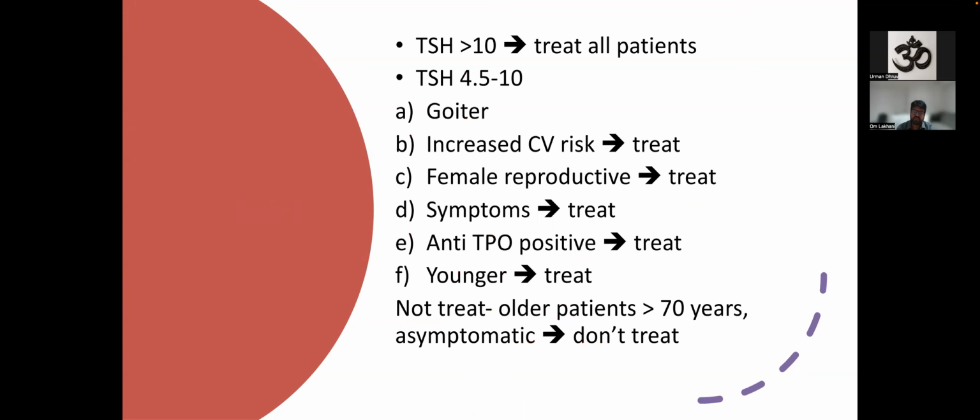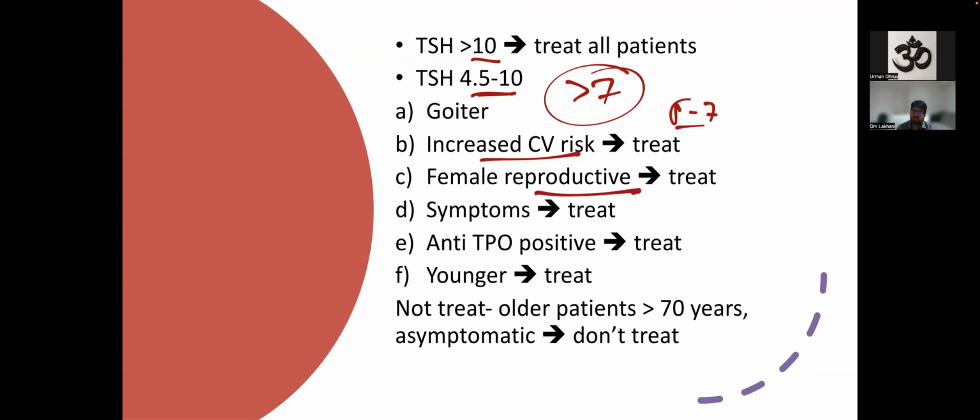So just to summarize, TSH more than 10, all patients you treat. But you looked at the other cases in young patients, TSH of this value between that, right? Especially more than 7, you should consider treatment because of the cardiovascular perspective. But 5 to 7, right? Increased cardiovascular risk, you treat.